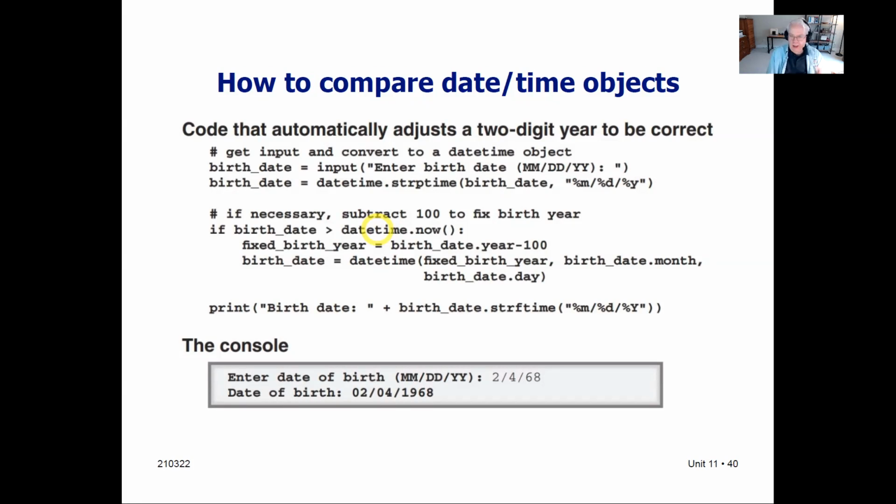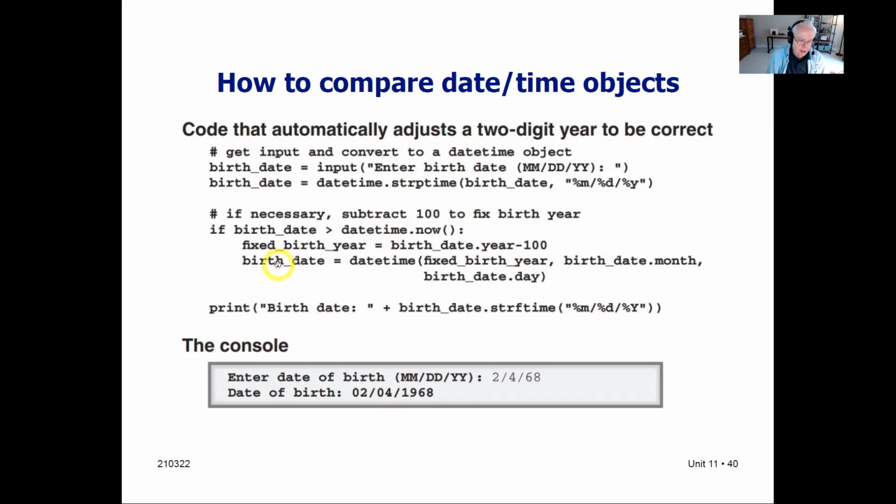This is a birthday. It's a little hard to be born in the future. So fix the birth year: birthday year minus 100. That's where we subtract it. Birthday is the object, year is the attribute, minus 100. That creates an integer object.